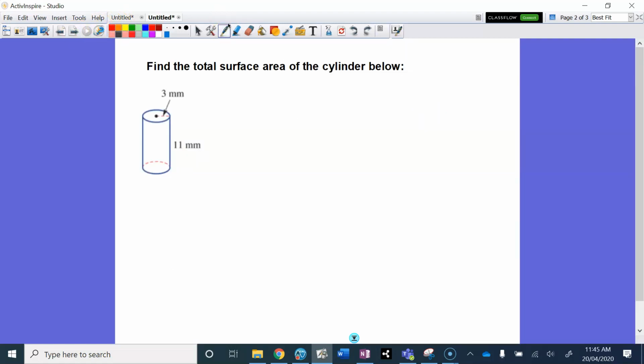If we imagine what the net of that cylinder looks like, the top is a circle of radius 3. We've got a rectangular part which curves around to make the curved bit of the cylinder. I know the height is 11 millimeters, but I've got no idea yet what this top length of the rectangle is. And there's another circle on the bottom which also has radius 3. So the thing to work out before I start is this length of the rectangle.